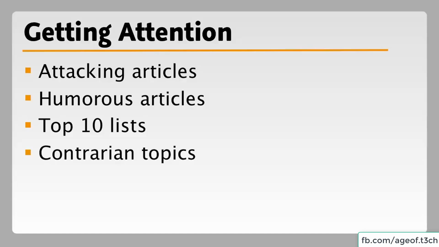That's called the contrarian topic. Write something that seems to be completely opposite of what people are thinking. You're going to get attention and you're going to get links. And of course, trending topics.